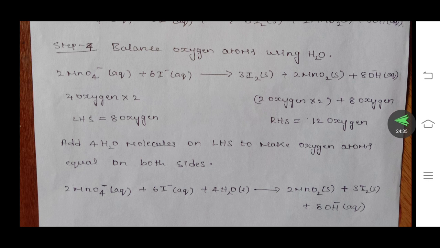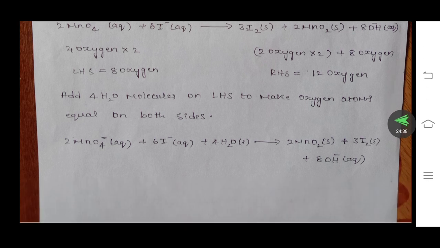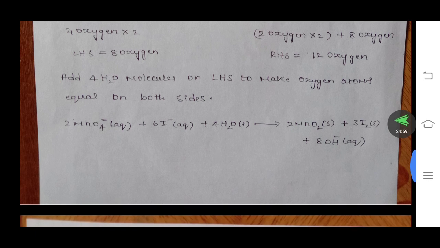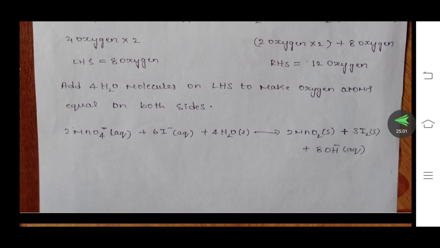So what is the final equation? 2 MnO4 minus plus 6 I minus plus 4 H2O gives 2 MnO2 plus 3 I2 plus 8 OH minus. This is the balanced equation. This is an important topic. We'll discuss it in the next class and continue in the next class.